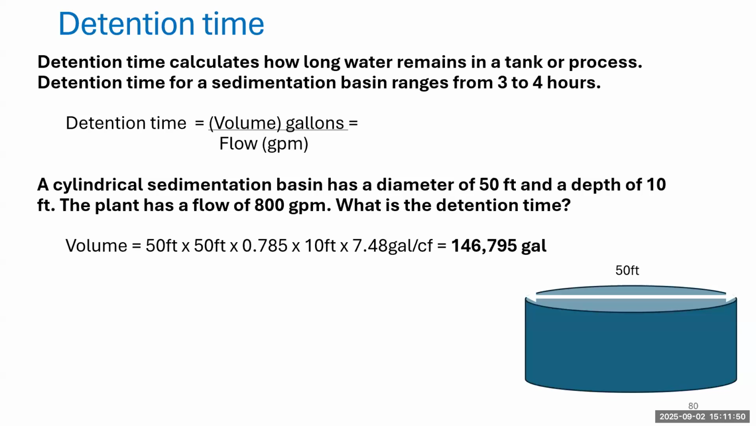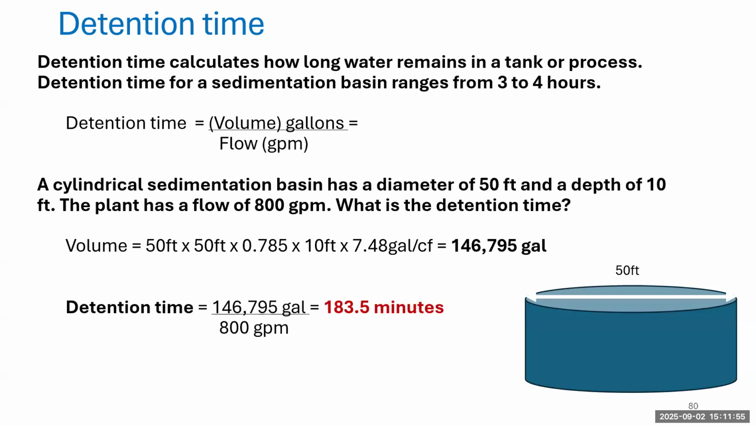Now let's look at our detention time equation again. We have the volume in gallons divided by the flow. And we know our flow is 800 gallons a minute. So we're going to take our total volume and divide it by 800 gallons a minute to get the number of minutes. Here we have gallons on the top, gallons on the bottom. We're left with minutes, 183.5 minutes. If we divide by 60 minutes per hour, we get a detention time of 3.05 hours. So it's right in the range here, on the lower end of the range.